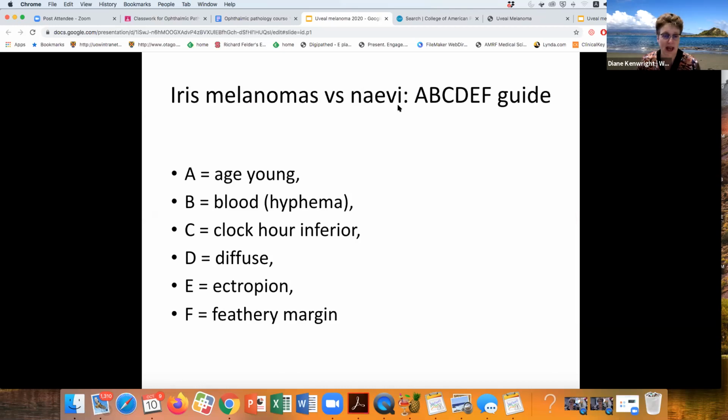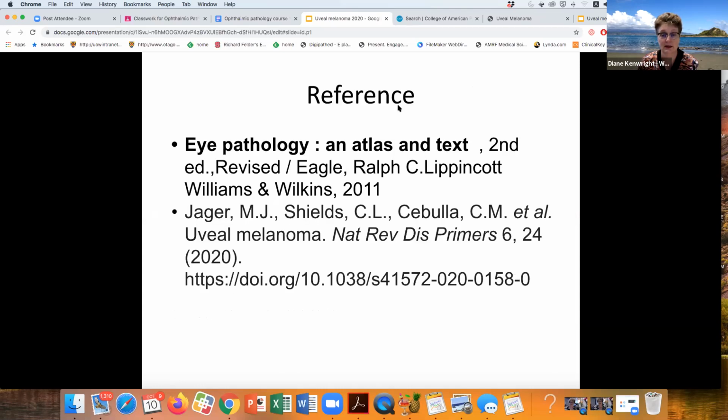I'm sure you know the A, B, C, D, E, F guide. This is a clinical guide. I'm not going to talk to you about it. And if you want to know more about it, then I recommend this, okay? This Nature Disease Primers, published in 2020, has a really nice summary of uveal melanoma, marrying both clinical and pathological things. It comes, of course, from our friends, the Shields, in Philadelphia. It's a really good paper, that one, and it's got some nice diagrams and pictures. I'll put the link in the chat room.